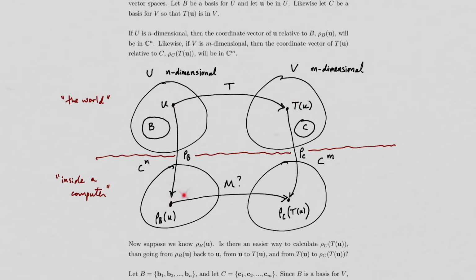Now, it looks like a roundabout way to get there in this picture, but many times in practice we can go down and over and up in real time much faster than we can go straight across from U to T of U. In any case, this is an example of why we may want to do this, why we may want to represent a linear transformation with a matrix.